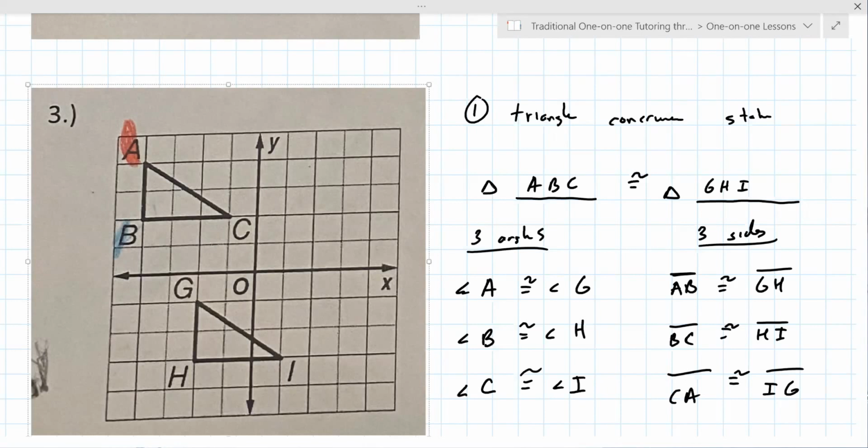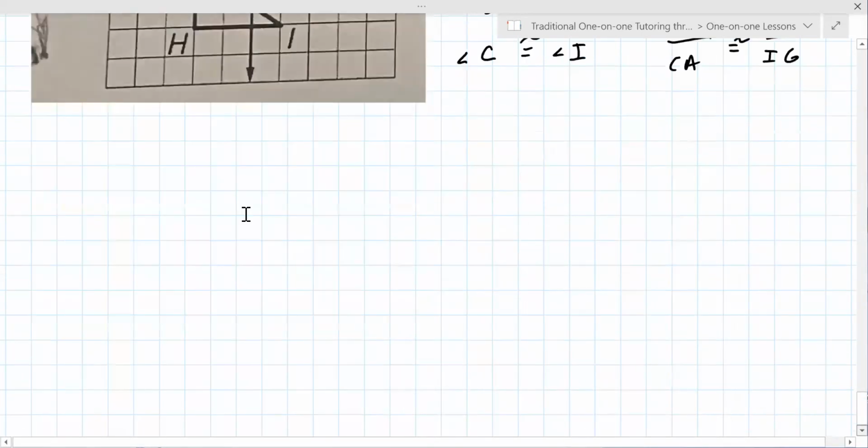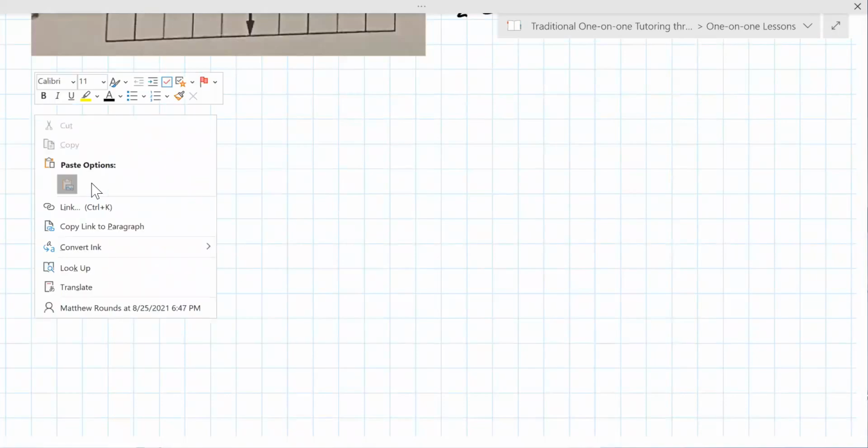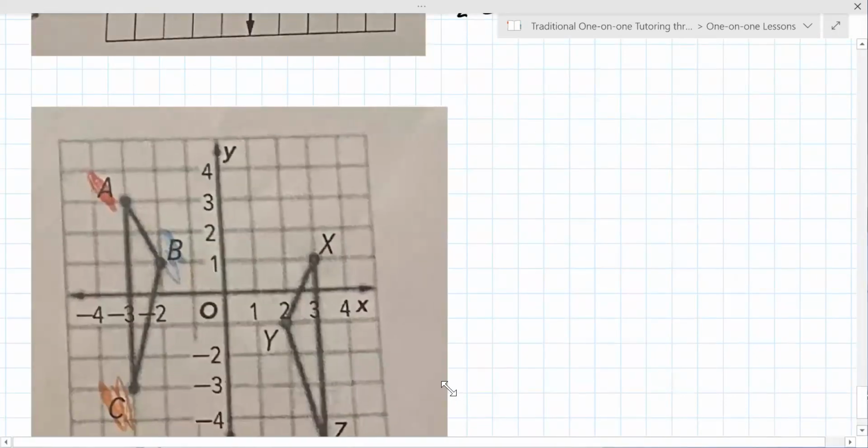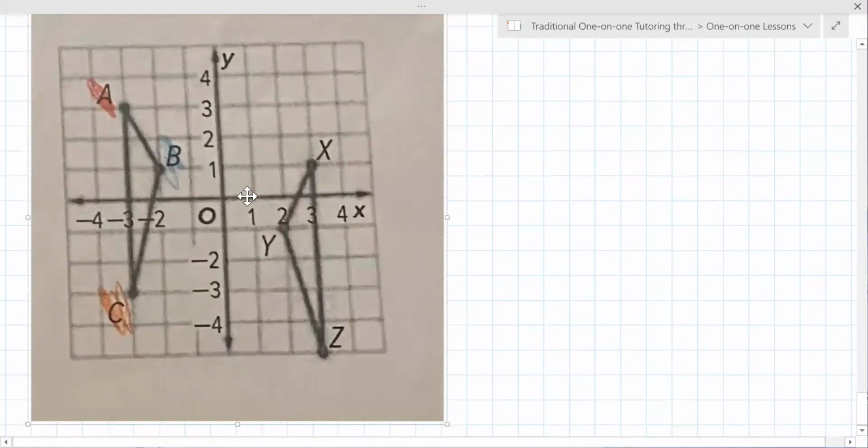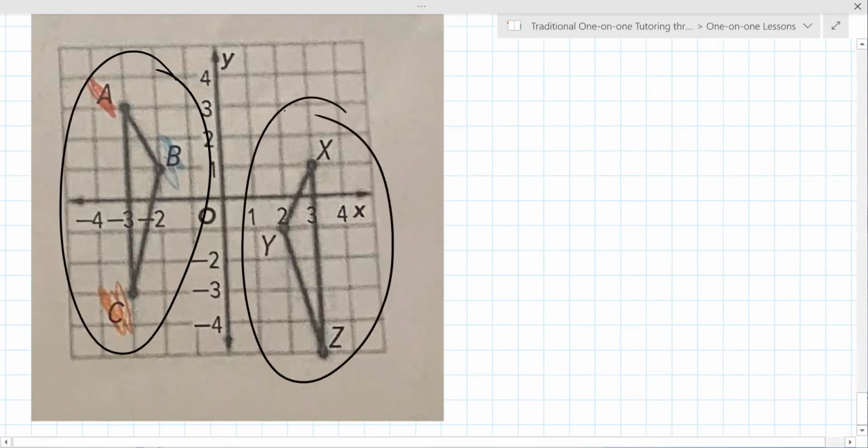All right, so we've already looked at this question, but I'm just going to snip it in again because we're going to talk about not the congruence statements, but how it moved from one to the other. There's this idea of a pre-image and a post-image, and it's like, how did you get from here to here? This one has a couple of things that happened to it.